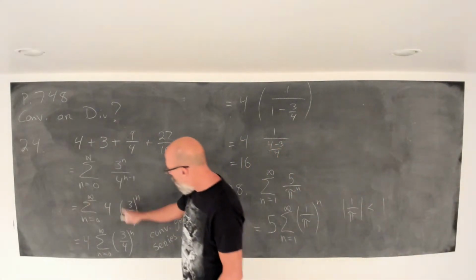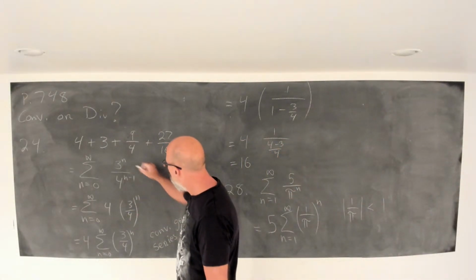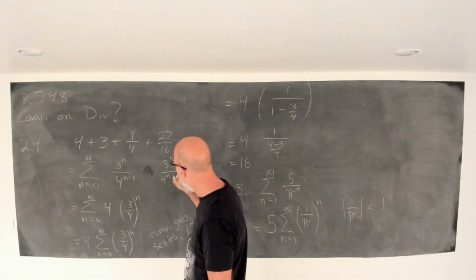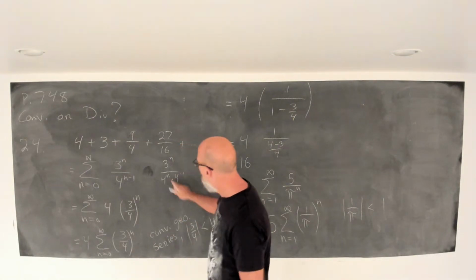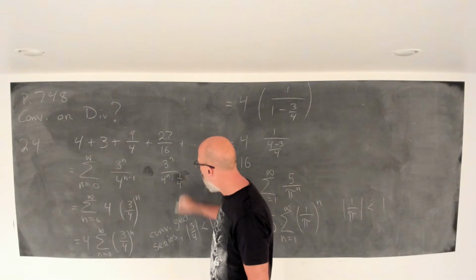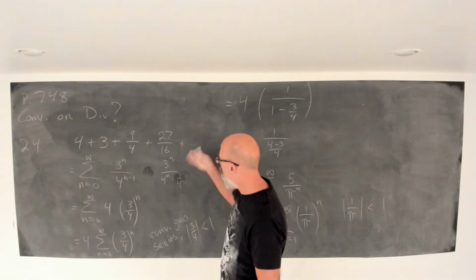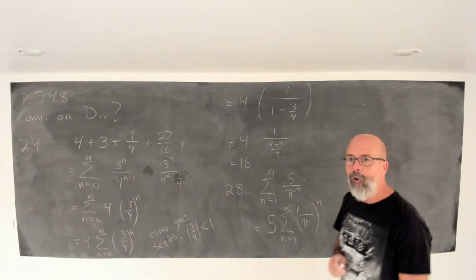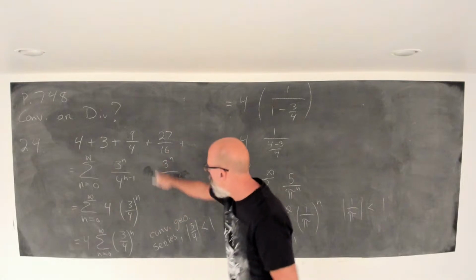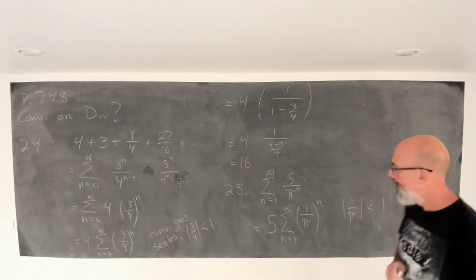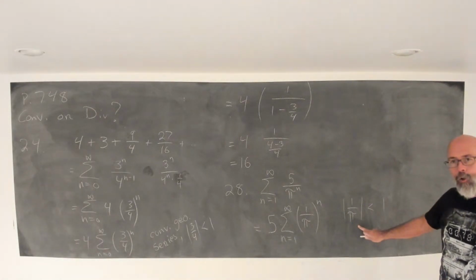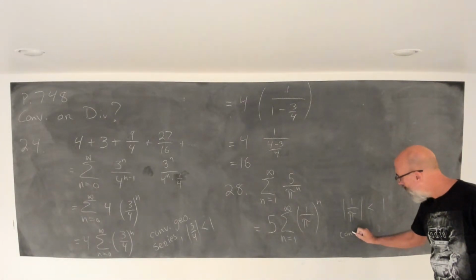How do we get the 3 over 4? This is 3 to the n over 4 to the n times 4 to the negative 1. And 4 to the negative 1 here is really 1 over 4. When you divide by a fraction, it's like multiplying by the reciprocal. So that's why it's 4 times 3 over 4 to the n. Once again, convergent geometric series.